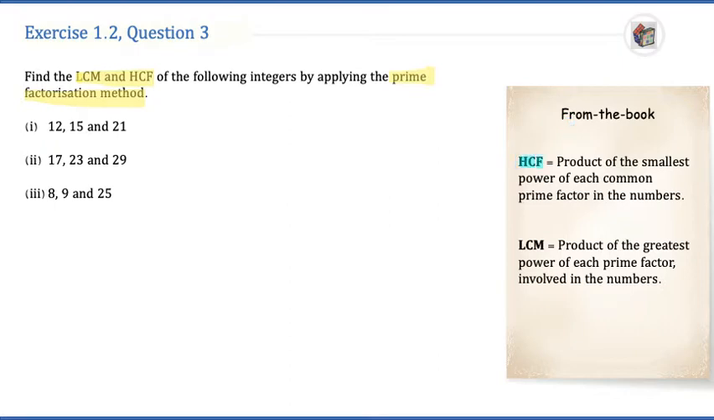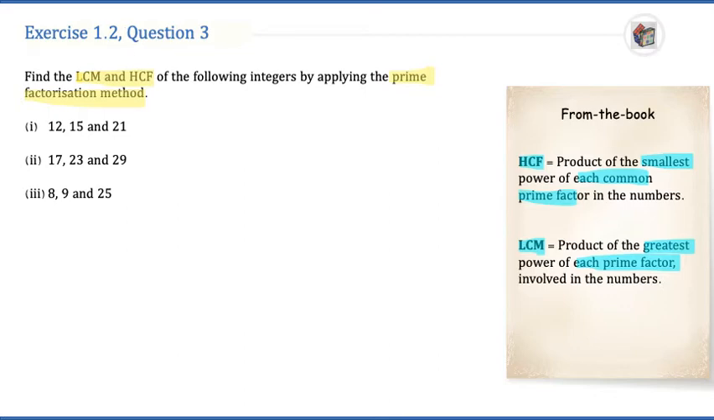Just for a refresher, HCF is when you prime factorize each number, then you take the product of the smallest power of each common prime factor. So first of all, you see which are the common prime factors, and then you take them with their smallest powers. While when you talk about the LCM, you take the greatest power in fact, and that too of each prime factor. So not just the common prime factors, but each prime factor.